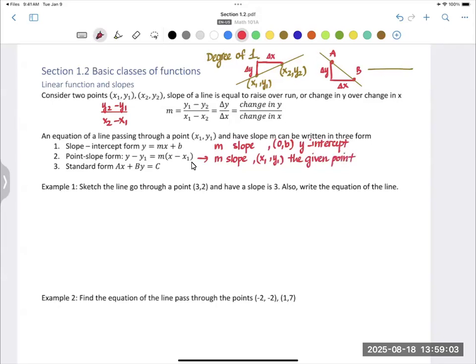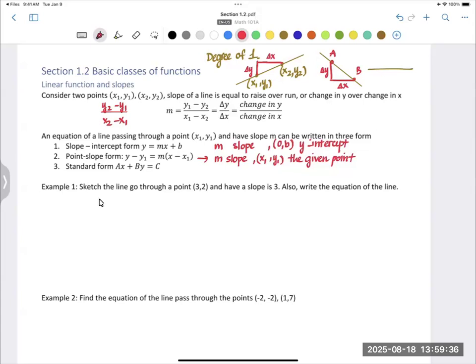If the problem gives you 2 points, then you can use any given point you want. Okay, you don't necessarily have to use x1, y1. Any given point in the problem can be used as the given point for the equation. And the third one is called the standard form, and the standard form can be found by taking the point-slope form and simplifying it, or we can take the slope-intercept form and simplify it. So the standard form is actually generated from the two forms above.